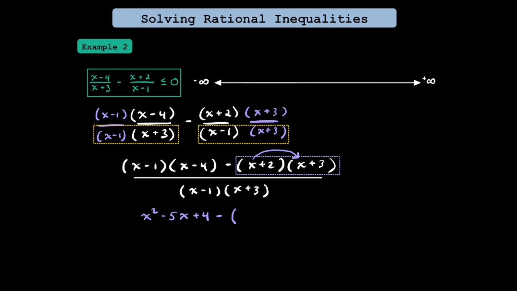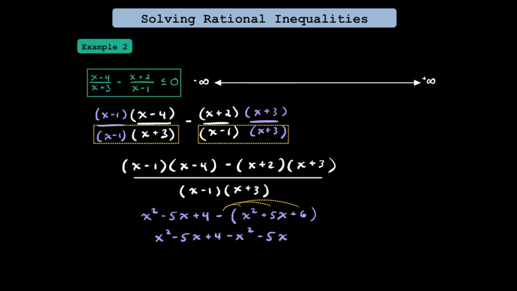X times x is going to be x squared, x times positive 3 is going to be positive 3x, and 2 times x is going to be positive 2x. Combined, they'll make positive 5x. And last, we'll do 2 times 3 here is going to be positive 6. Distributing this negative here to each of these terms, we're going to have the new expression of x squared minus 5x plus 4 minus x squared minus 5x minus 6. Now that we finally have no more grouping symbols, we can combine like terms.